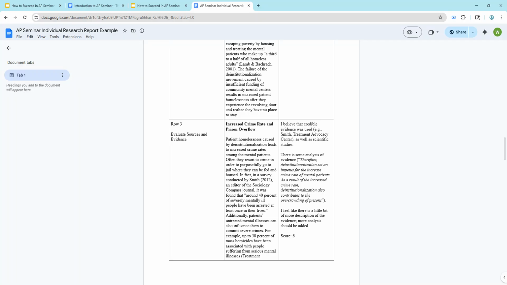So yes, having the purposeful use of evidence from different sources and being able to synthesize them, make those deep connections, helps to formulate commentary, and that is part of analysis. So that's why this student who wrote the IRR still received a score of 6 points for evaluate sources and evidence.